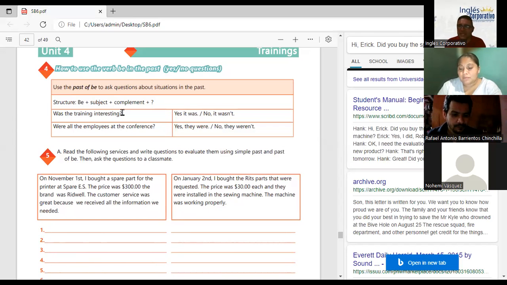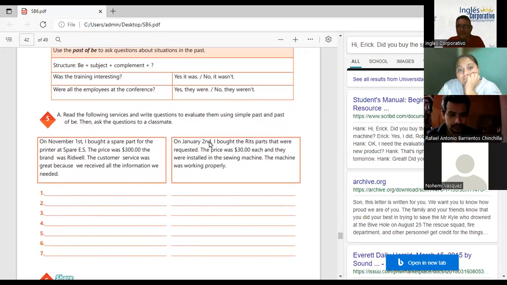Were all the employees at the conference? ¿Qué preguntan ahí? Estaban todos los empleados en la conferencia. Y como le decía ayer, si usted está preguntando con was, usted debe responder con was o wasn't, si fuese negativo. Si está preguntando con did, la respuesta tiene que ser did o didn't, si es negativa. And if you're making a question with were, the answer has to be complemented with were. So were all the employees at the conference? Yes, they were. No, they weren't. Questions or comments?